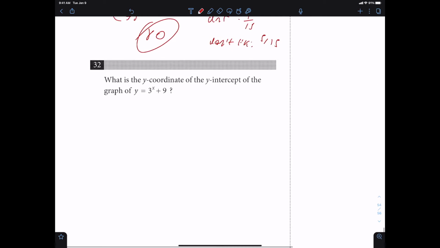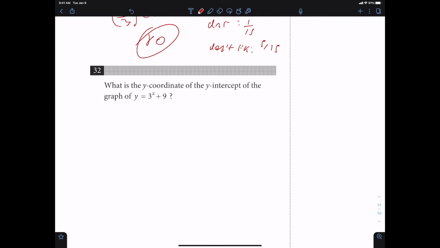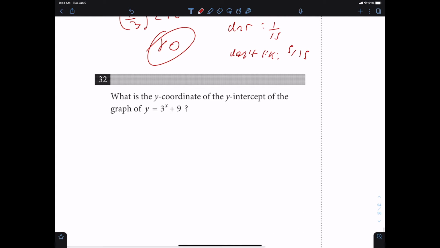Cool. What is the y-coordinate of the y-intercept of the graph of y equals 3 to the x plus 9? Remember, the y-intercept occurs when x is 0. So plug in 0 for x. Anything to the 0 power is 1. 1 plus 9 is 10. Done.